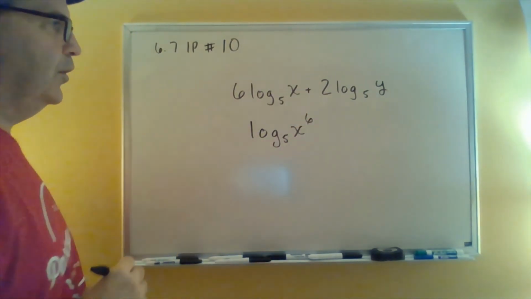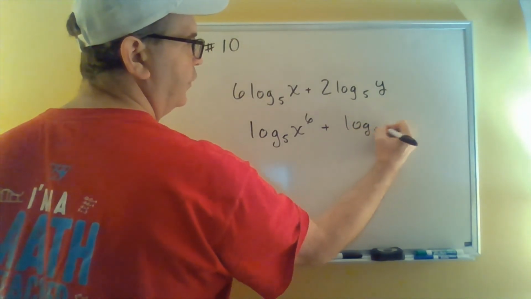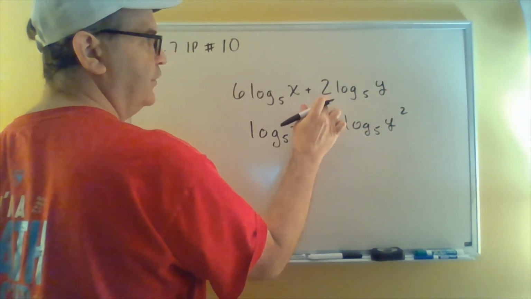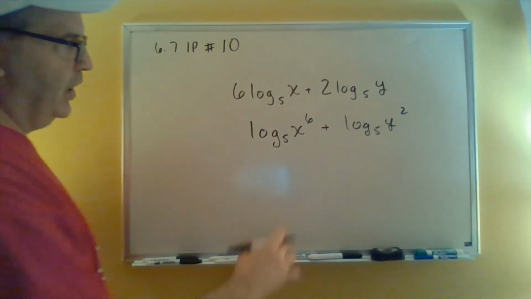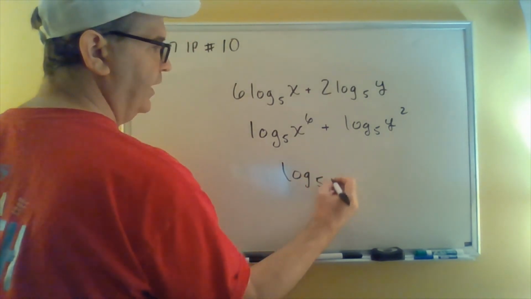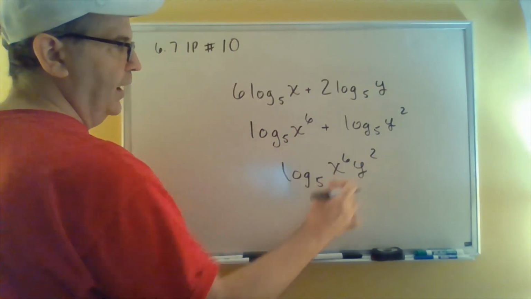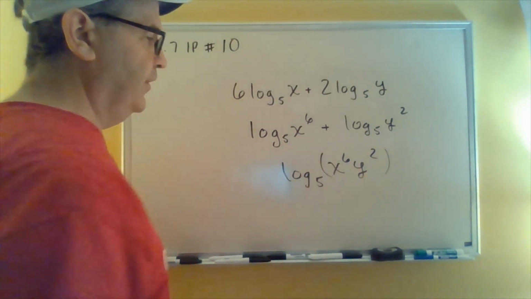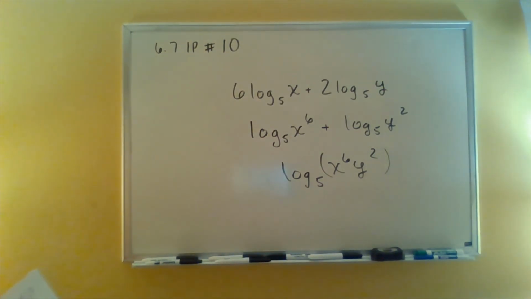I get log base 5 of x to the 6th, and I'm going to add log base 5 of y squared because I'm moving that 2 in from the coefficient spot into the exponent spot. Now I'm going to use the product property, which means I'll write a single log, so log base 5 of, and I'm going to multiply those 2 terms together, x to the 6th y squared. I'll wrap them in parentheses, so we're taking the log of that entire expression. And for number 10, I get the log base 5 of x to the 6th y squared for my answer.